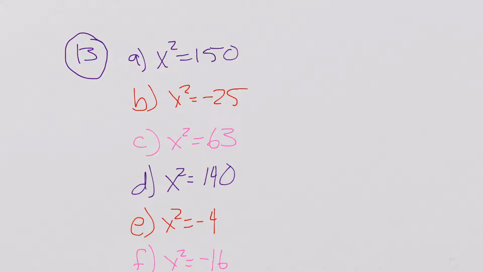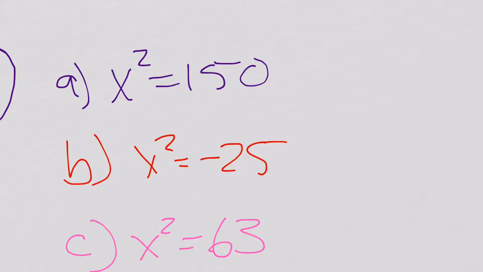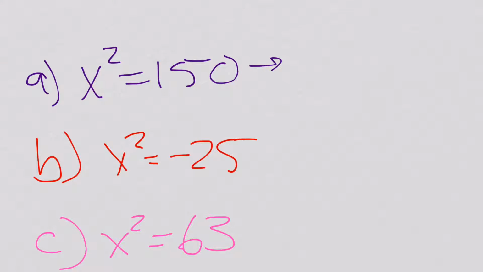All right, we'll go ahead and do all of number 13 at once, solving these, but they're all just x squared equals a number. So really what this problem is doing is getting you to practice simplifying radicals. So if x squared equals 150, then x equals plus or minus the square root of 150.